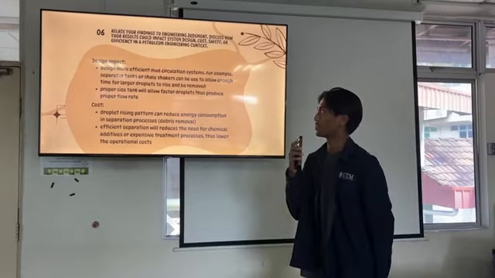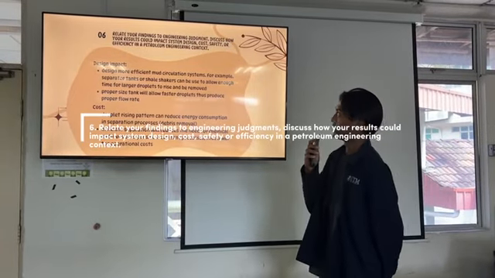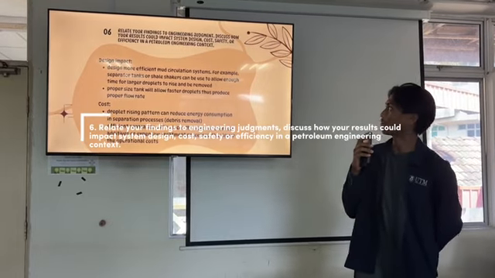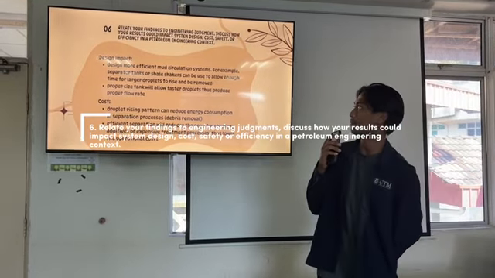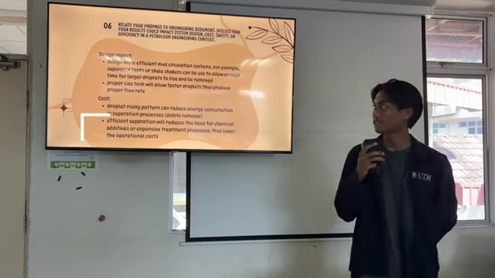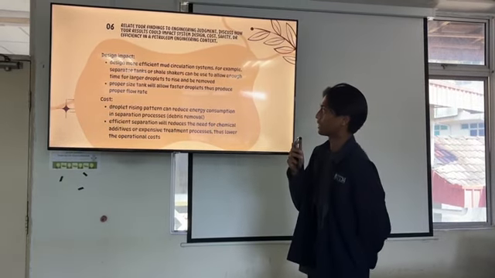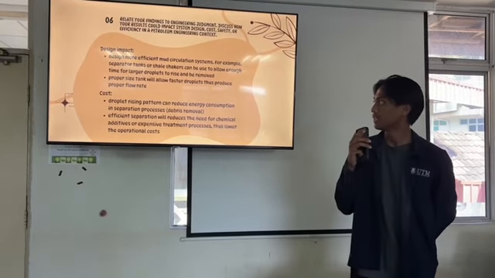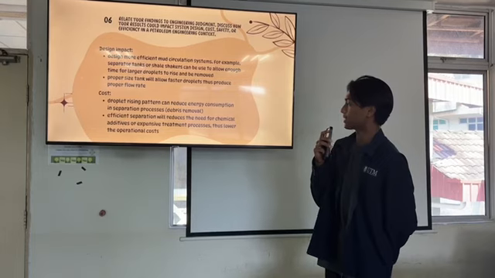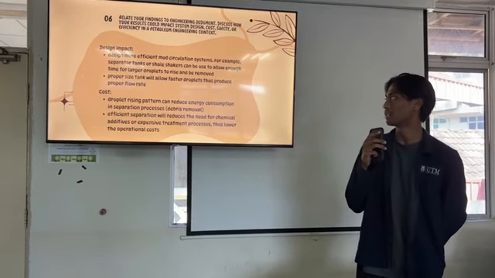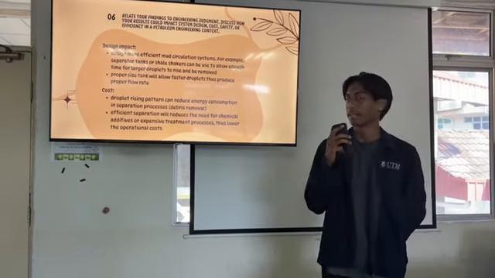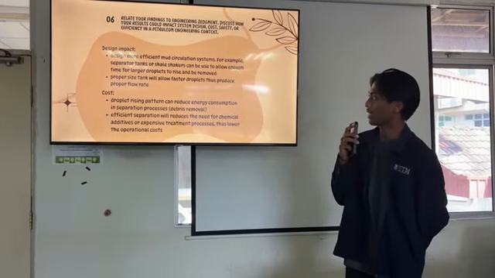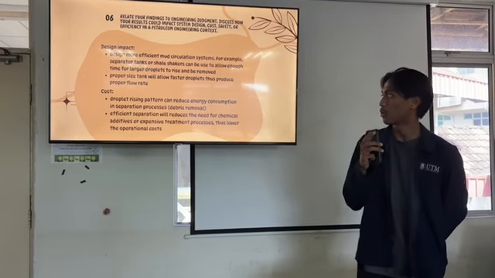Okay, so for our last question, we must relate our findings to engineering judgment and discuss how our result could impact system design, cost, safety or efficiency in a petroleum engineering context. So first, we go through our design impact. We design a more efficient mud circulation system. For example, separated tanks or shale shakers can be used to allow enough time for larger droplets to rise and be removed. And then we use a proper size tank that will allow faster droplets and produce a proper flow rate.